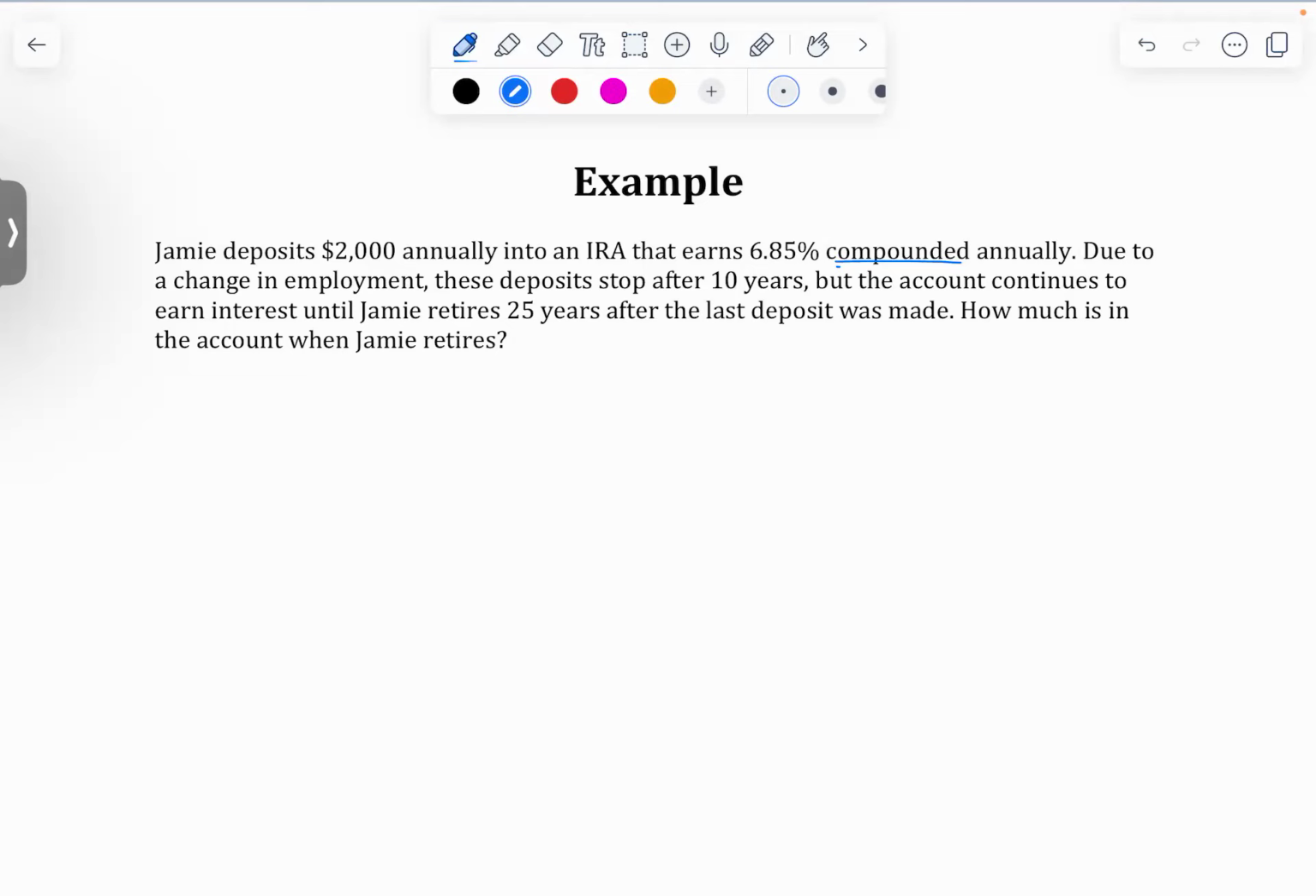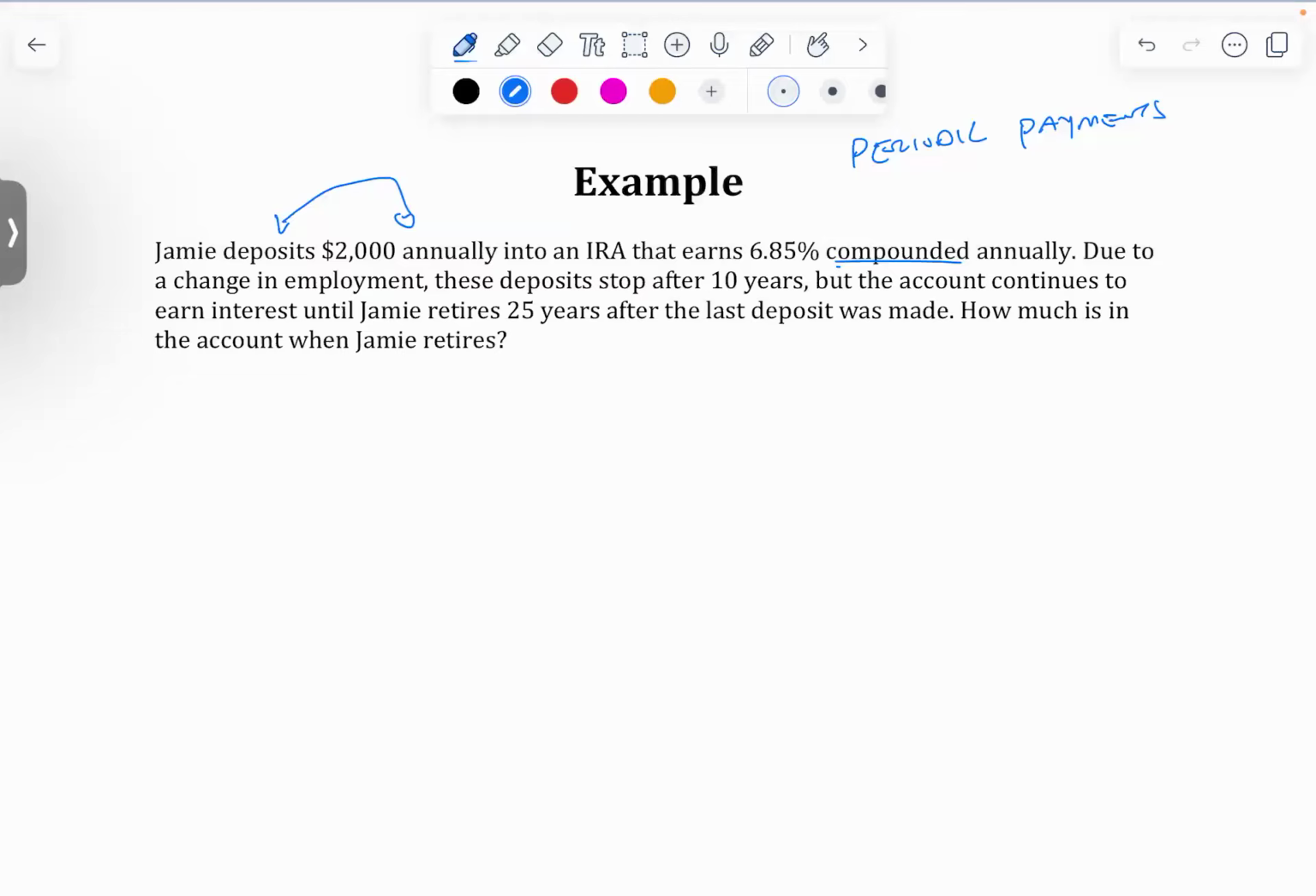Okay, notice depositing annually. It's all about periodic payments, or deposits, or whatever. That's what an annuity is. It's not a lump sum.